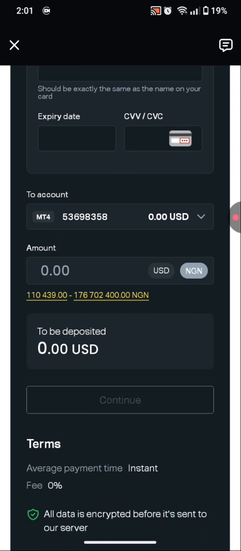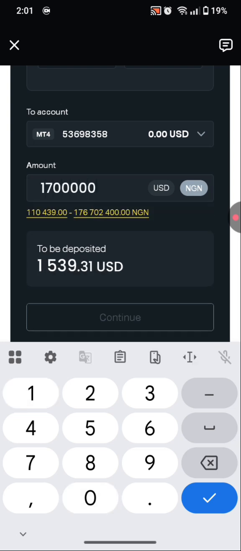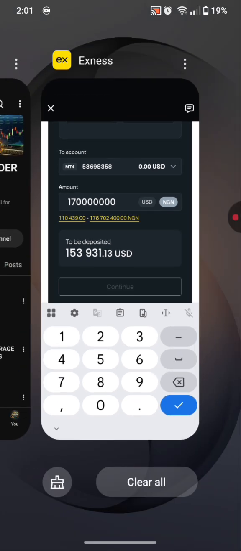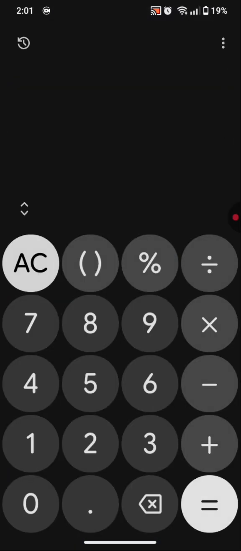So guys, let me just enter this amount, 170 million, so that we can know how much we'll get if we deposited 170 million. If I'm depositing 170 million right now, I'll be getting 153,931.13 USD.